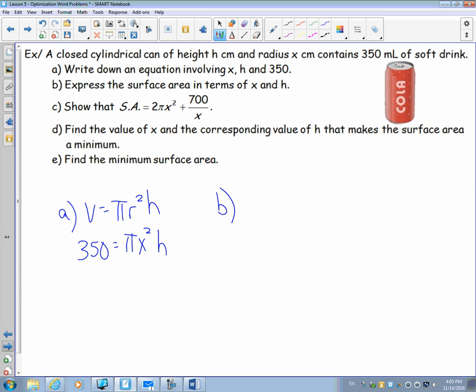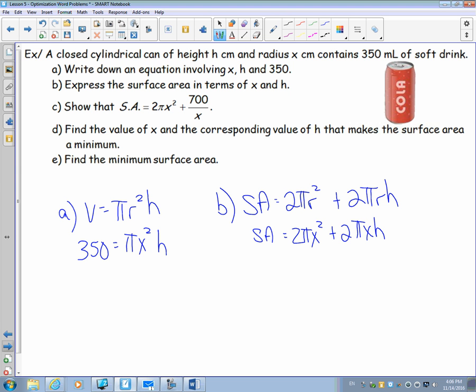Part B, surface area in terms of x and h. Again, in our formula books, we get 2 pi r squared, that's your top and your bottom of the can, two circles, plus 2 pi r h. There's your cylindrical lateral surface, the part that wraps around. Now, in our case, our radius was x, so we've got to replace the r's with x's. We don't know the surface area, so we leave it alone.